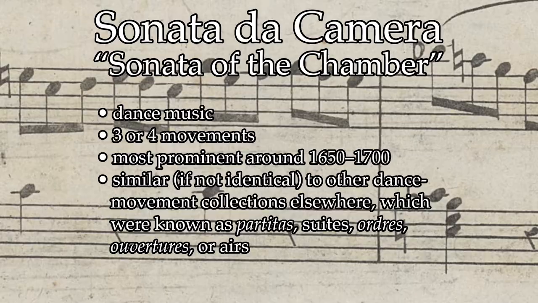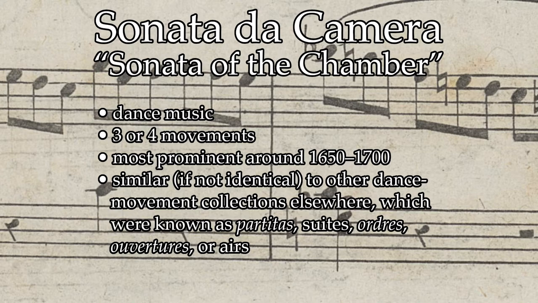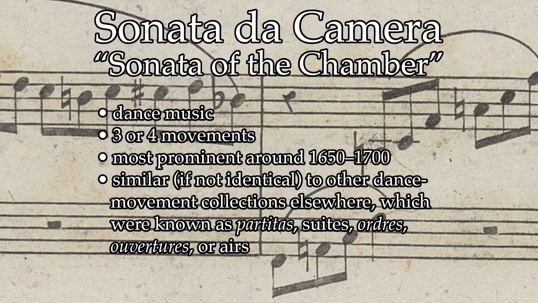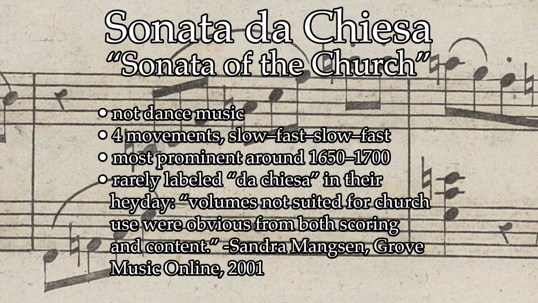Sonatas da camera were, as Rousseau implied, sonatas that were made up of dance music, but these were not dance forms to be danced to. They were abstractions of dances intended for listening pleasure, not for moving your body around. Sonatas da chiesa, on the other hand, would alternate slow and fast movements, and they wouldn't have dance titles. They just have tempo markings.